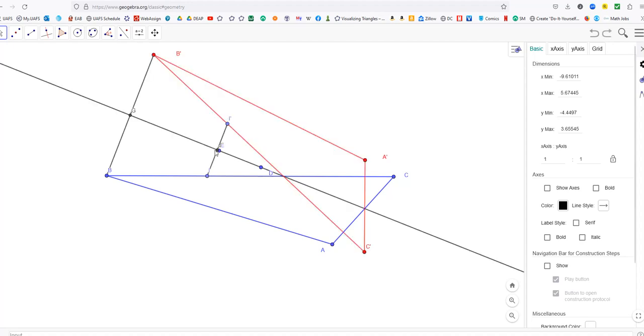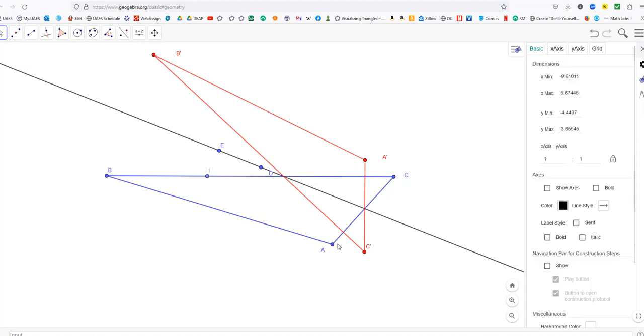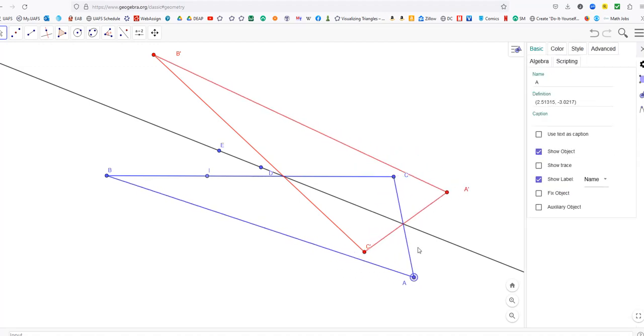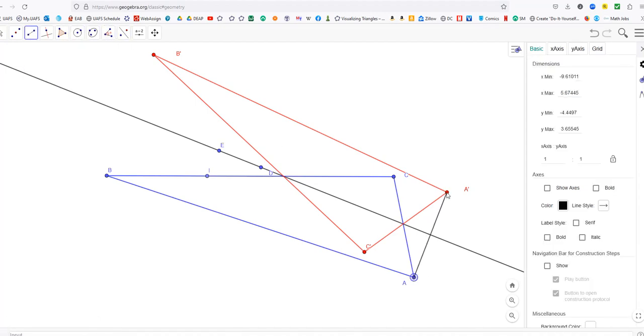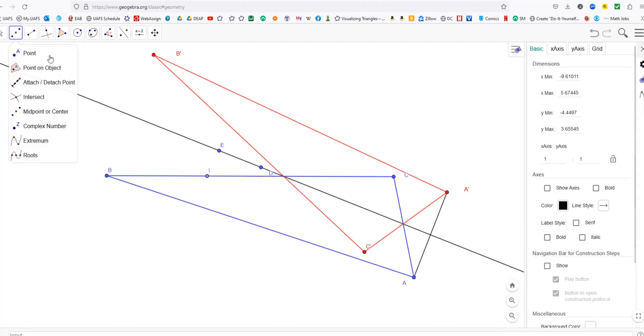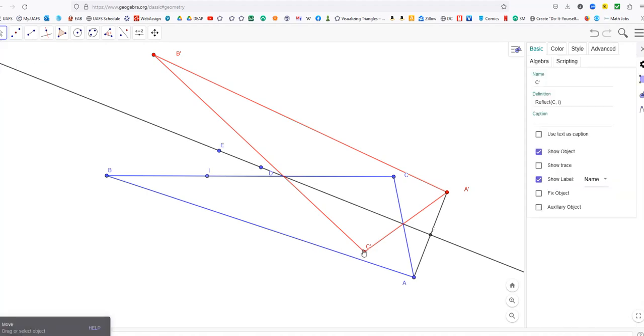Oops, that's no good. I got rid of the mirror line. Okay, so what if we just want to get A to A prime over here? Well, what we want, once again, is for this line segment here to be perpendicularly bisected by the mirror line.